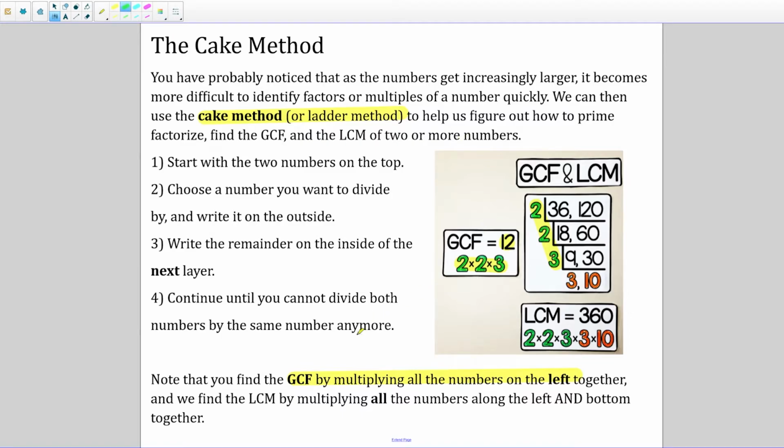On the other hand, I'm going to take a look at my LCM by multiplying all of the numbers along the left and the bottom together. So we can see here that 2, 2, 3, 3, and 10 all multiply together to give me my LCM of 360.